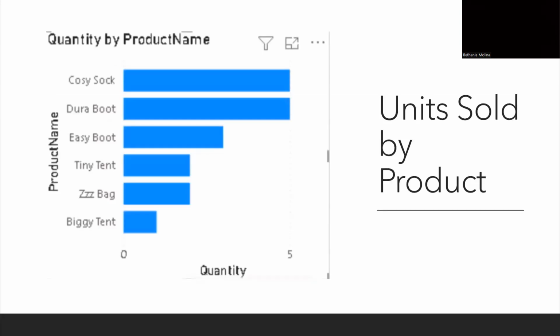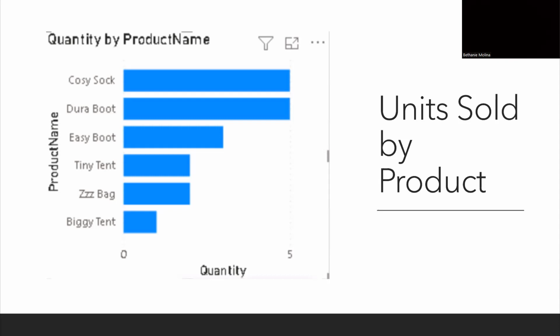This chart represents the quantity by product name. As shown, the product name is along the y-axis and the quantity is along the x-axis. The bars represent the units that are sold by the product. And as you can see, the Cozy Sock and the Dura Boot are the most popular in demand in purchasing. And the least favorite is Biggie Tent. For the top two, they're sold by 5 units. Easy Boo is sold by 3 units. And Tiny Tent and ZZ Bag are sold by 2 units.